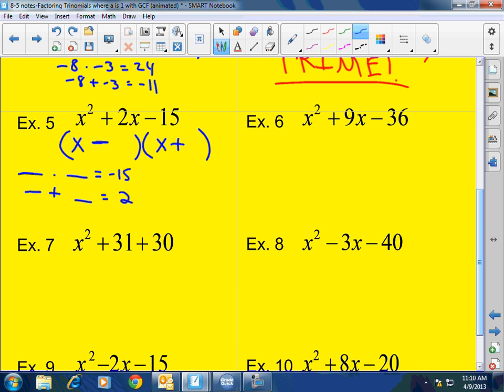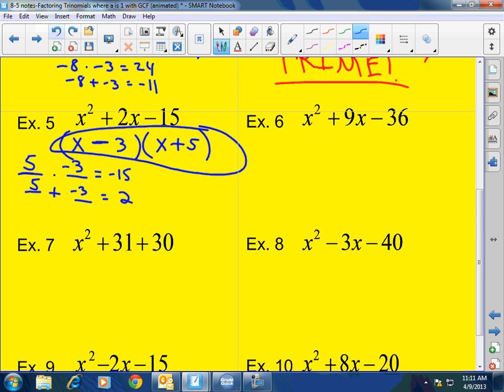Negative 5 and 2 is not negative 15. Wrong. Okay, negative 5 and 3 works, but negative 5 plus 3 does not give me positive 2, so that's wrong. You got positive 5 and negative 3, guys, not prime. 5 times negative 3 is negative 15. 5 plus a negative 3 is a 2. So that works. So I've got my negative 3 and a positive 5. Done. Does that make sense? Yes, sir.